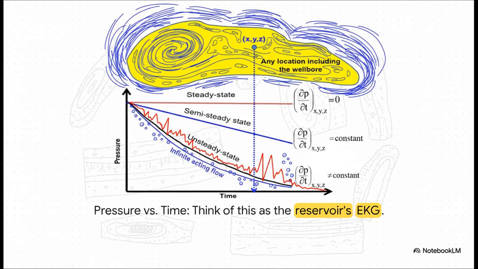You can think of this graph as being like an EKG for the reservoir. Seriously. By tracking the pressure over time, we get this diagnostic readout of its health and exactly how it's responding to what we're doing. So let's take a closer look at what these different lines are telling us.